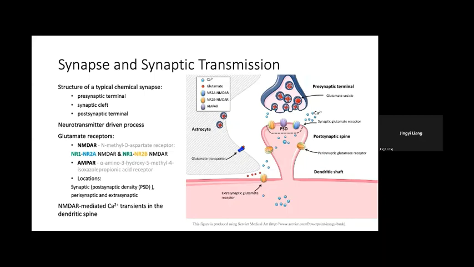So the NMDAR-mediated calcium signaling happens at the synapse, or more precisely within the postsynaptic spine. This is the typical structure of a chemical synapse. When an action potential reaches the presynaptic terminal, it induces the release of neurotransmitter into the synaptic cleft, and the transmitter can diffuse and bind to the glutamate receptors at different locations.